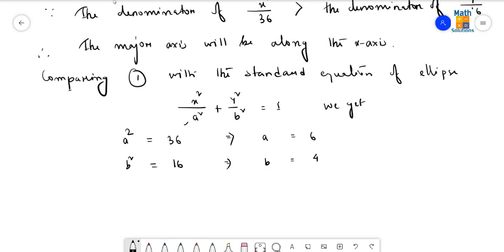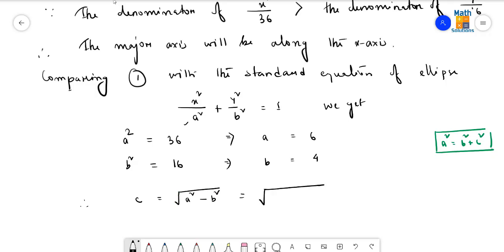Let us after that find out the value of c. C is nothing but the distance between the center and one of the foci. We already know this relation: a square is equal to b square plus c square. This relation we shall be using for finding out the value of c here. So c is equal to the square root of a square minus b square. Now let's put the value here. A square is 36, b square is 16, and we get the result to be root 20.